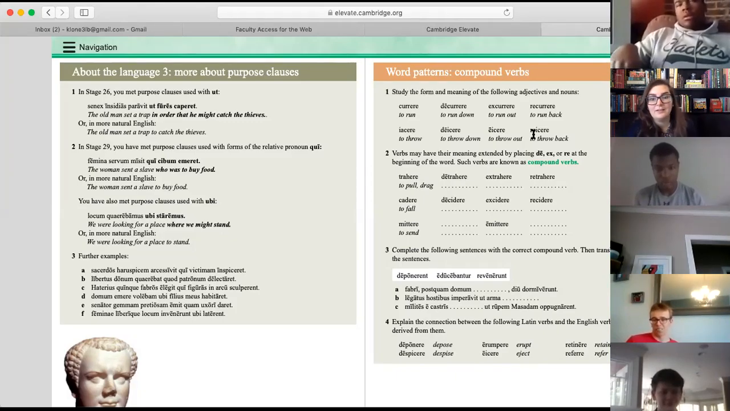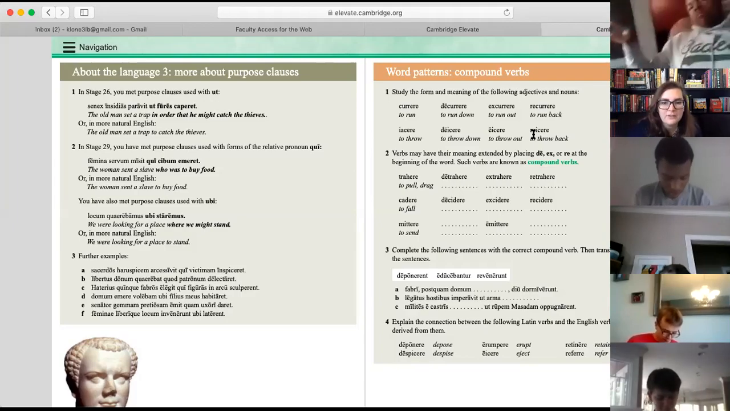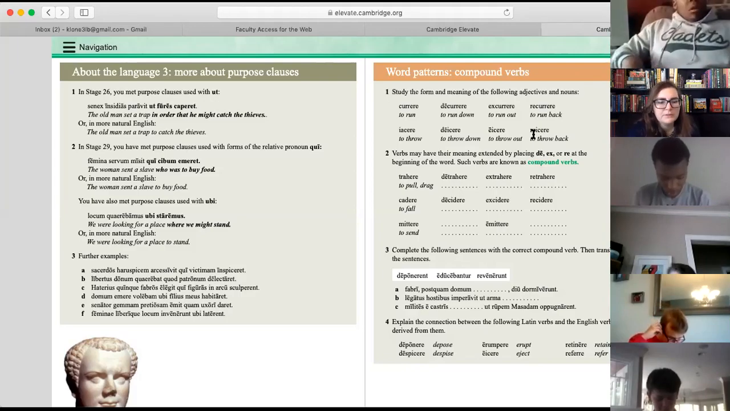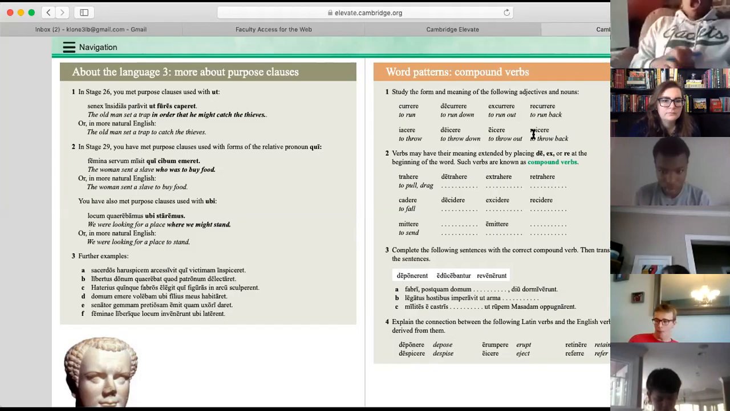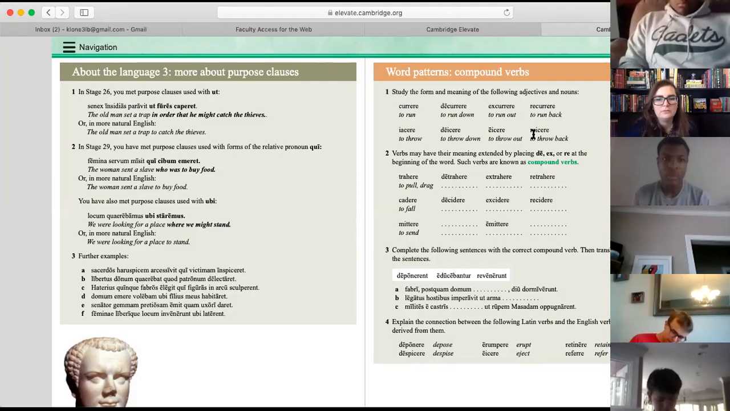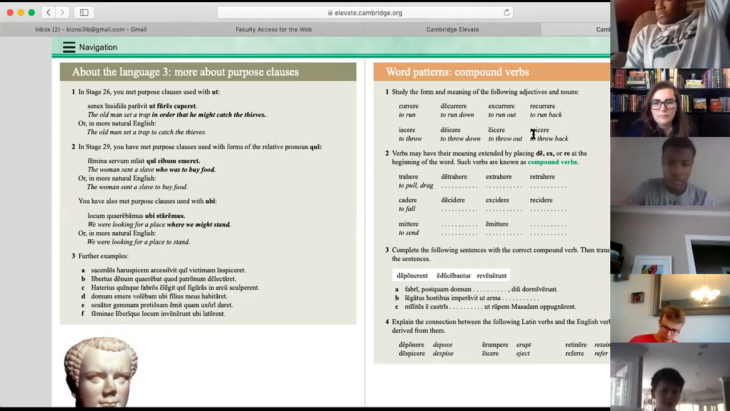Complete the following sentences with the correct compound verb, then translate the sentences. So you've got other ones they've given here. What does ponere mean by itself before you make it into a compound verb? Put or place. What does duco ducere mean? To lead. Yes, and venio venire? To arrive. So why don't you complete the following sentences with the correct compound verb and then translate the sentences.